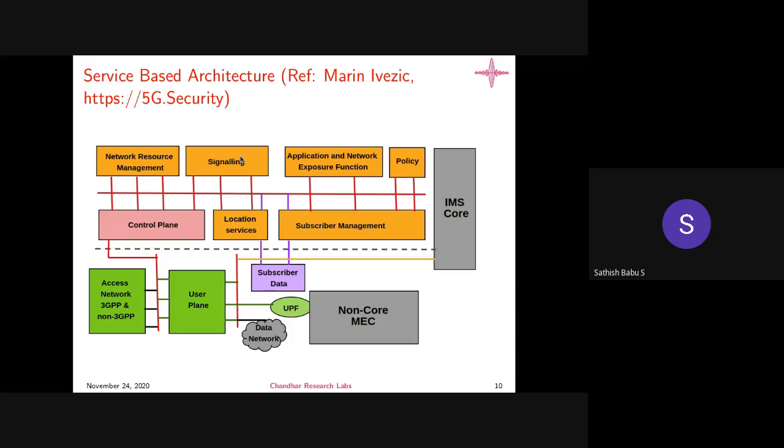Regarding signaling, signaling is given by your AMF and SMF, which are connected to the control plane. Next, location based services: this is your AUSF, the authentication server function, which I told you comes under the location services. Next, subscriber management. The major function I told you is UDM, which stores the complete subscriber information, so the subscriber services come here. Application and network exposure function: again, network functions have been merged here also.